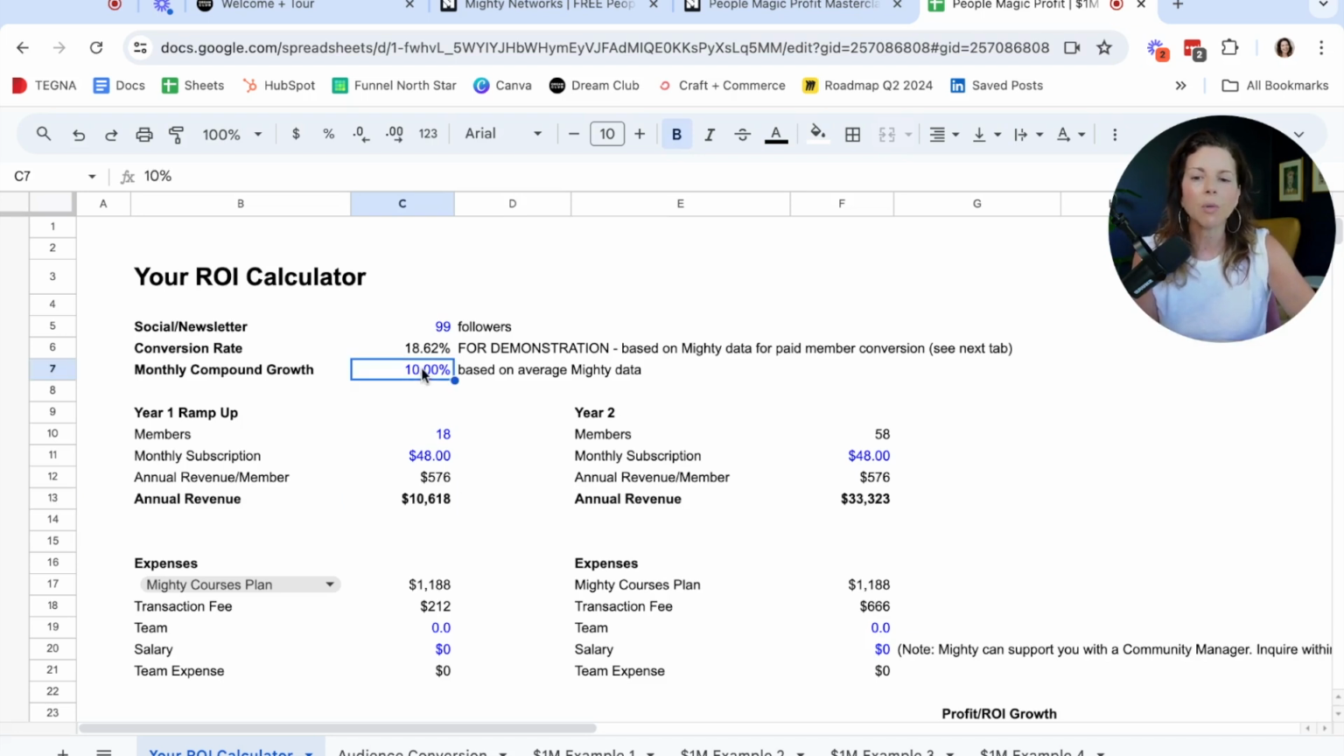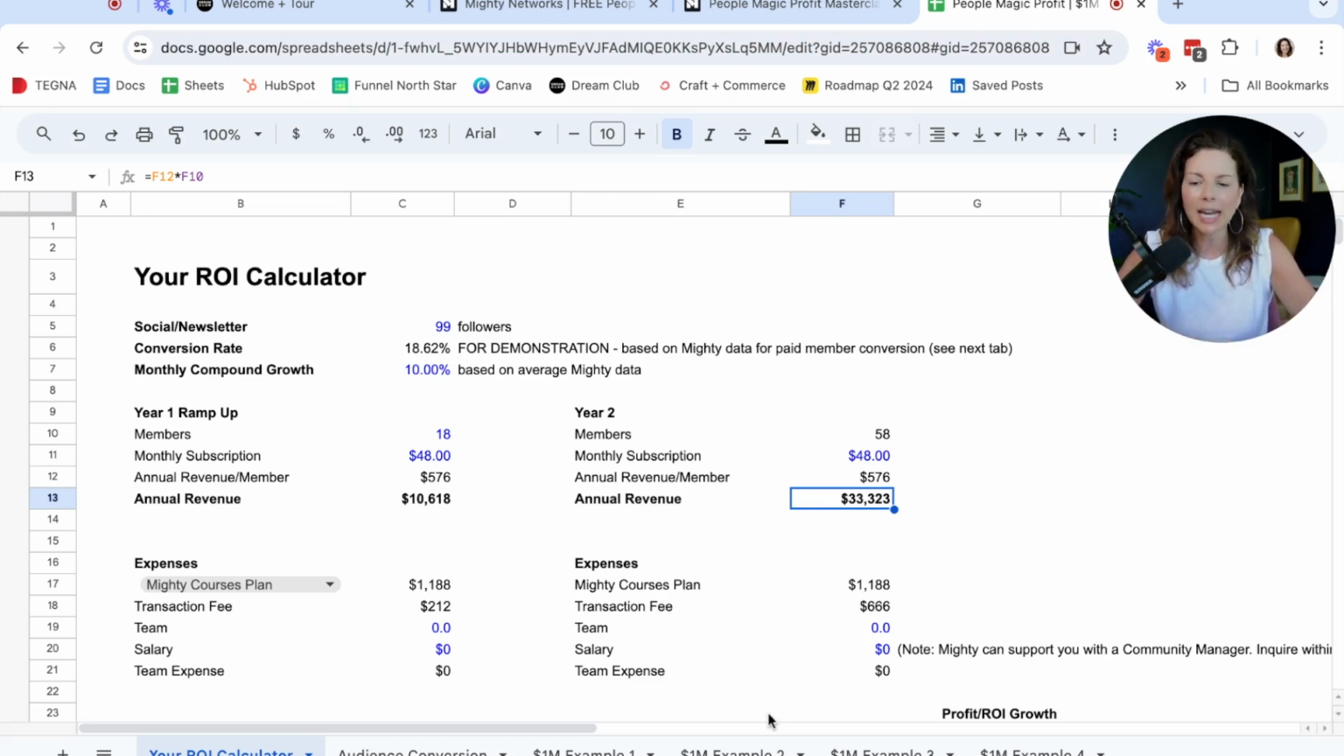So then you have a monthly compounding growth rate. So this can be very low, it can be very high. But when you think about it, if you just get your 18 people to invite 2 members the next month, that is a compounding growth rate. If that's 2 members and then 4 members and then 8 members, that's how you get to 58 members in year 2. That's the monthly compounding growth rate. So that would then have an annual revenue of $33,000. Now, I started this low for a reason, because this is absolutely doable tomorrow. This is super easy to do, especially on a Mighty Network.